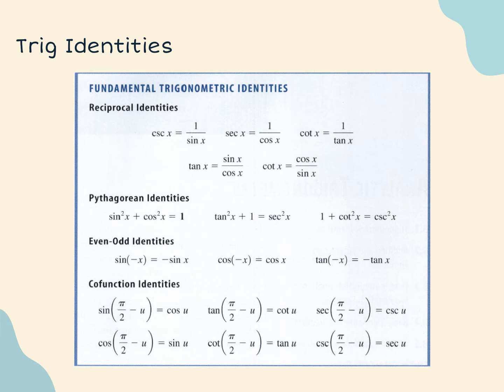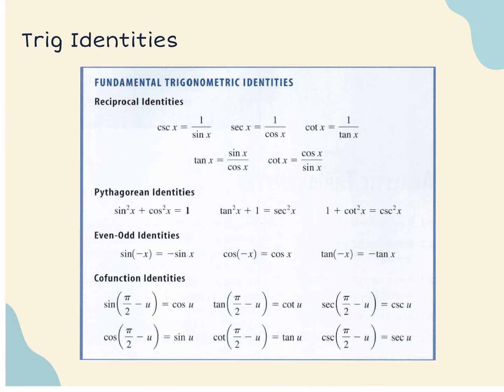Now, the first ones are the reciprocal identities, and everybody should realize that the reciprocal of cosecant is sine, reciprocal of secant is cosine, reciprocal of cotangent is tangent. The other identities here, tangent x equals sine x over cosine x, and cotangent equals cosine x over sine x. These were labeled before as our quotient identities. Now, we saw them before, but we never had to use them.